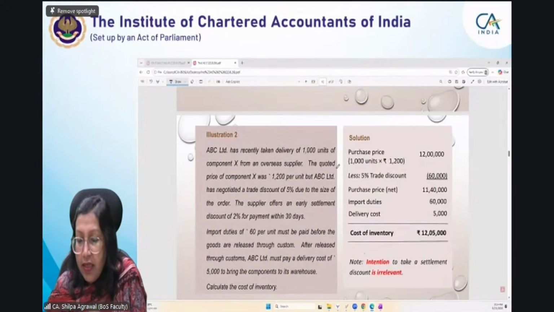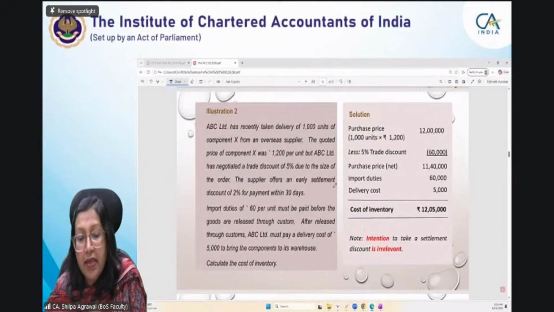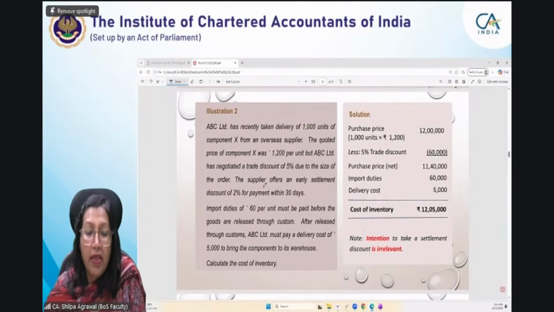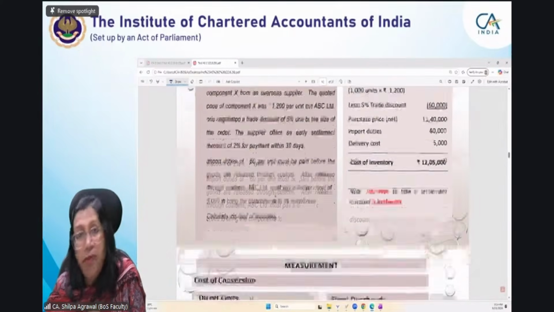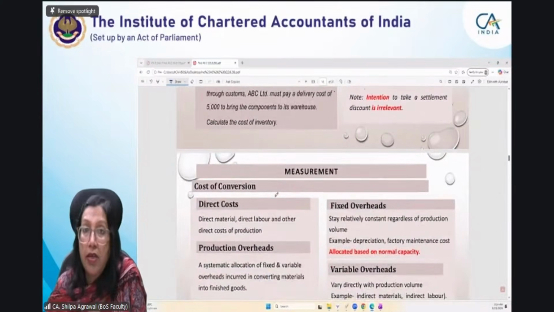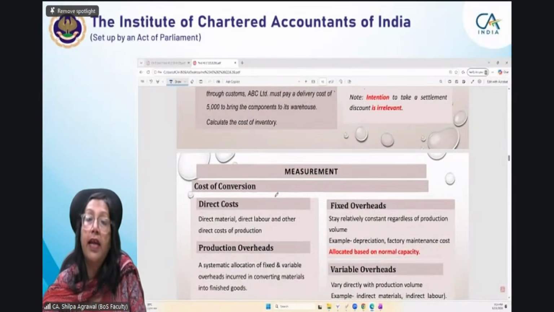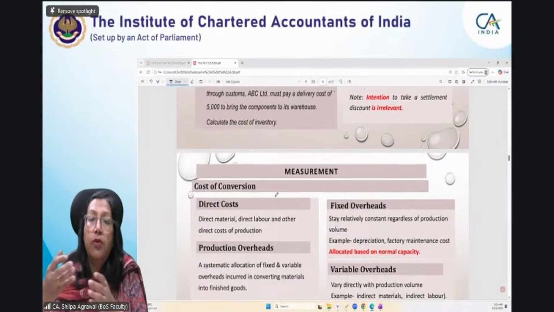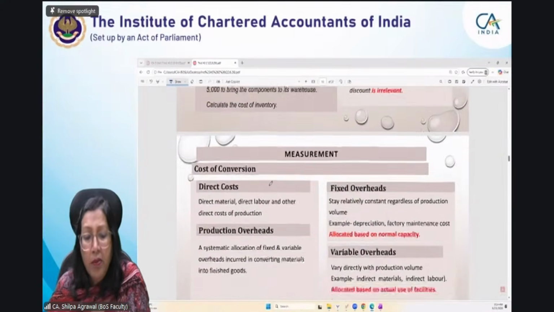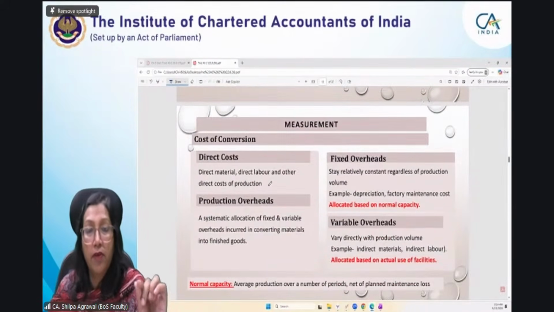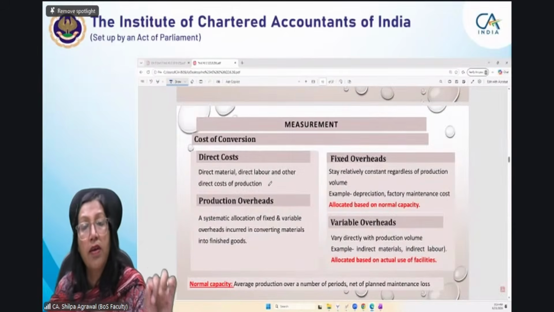Here, I already have the intention to take a settlement discount, so it is irrelevant. The supplier offers an early settlement discount of 2% for payment within 30 days, and it is only an intention. It will not form part of your cost of purchase. It is not a directly related cost attributable to bring the asset to its present condition for sale. Okay. Moving to the next part, the second element of the cost of inventory, which is cost of conversion.